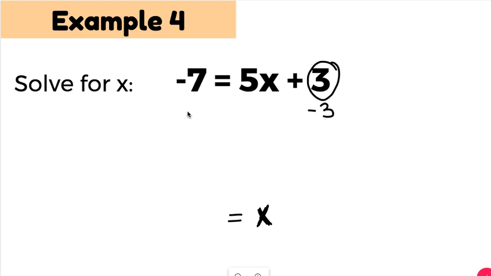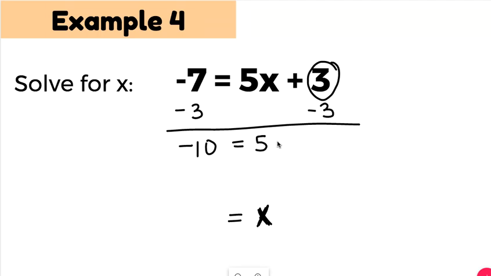So I'm going to add negative 3 to both sides. Remember, what you do to one side, you have to do to the other. If you are not writing the same exact number on both sides here, you're doing something wrong. If these two numbers do not add up to 0, you're doing something wrong. -7 and -3 is -10. Same sign, combine. I'm adding negatives, so my answer is negative. -10 equals 5x. My 3's cancel and give me 0.